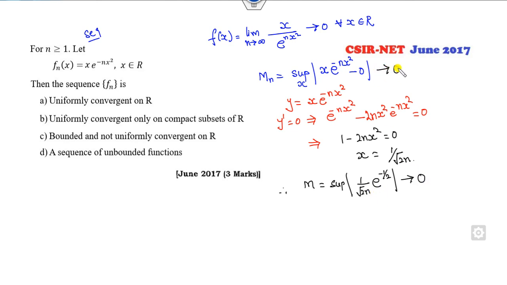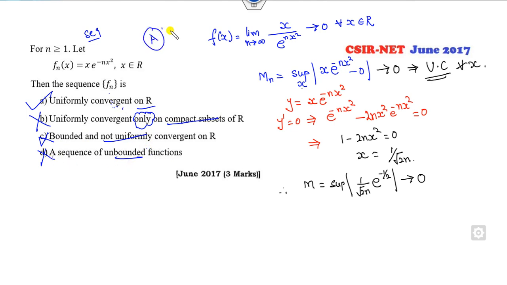So if it goes to 0, what is the meaning of that? It is my uniform convergent over the whole x. So it is uniform convergent on the complete R. Fine. It is uniform convergent on the closed and bounded, but he said only, but that's a wrong option. It is not uniform convergent, wrong option. It is unbounded, wrong option. So the right answer is my A.